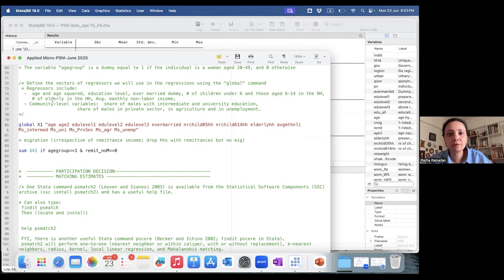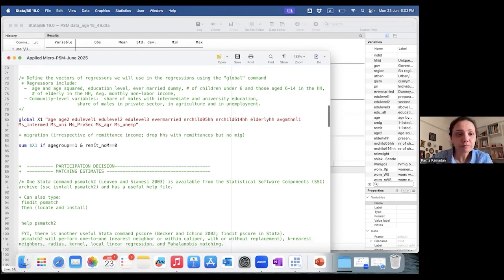For the community variables, as I mentioned, we'll use variables at the Shiakha level. We have the share of males with intermediate and university education, and those working in private sector, agriculture, and unemployment. Again, for the sake of simplifying our work, I will put all these variables of interest in one vector. I will call it x1 using the global command.